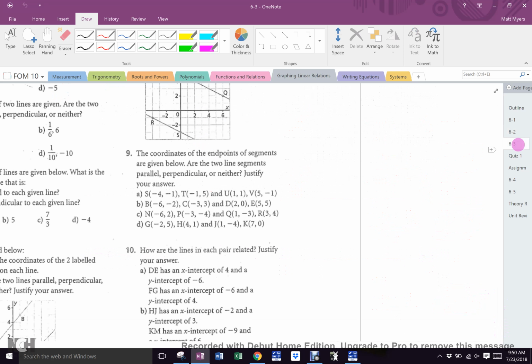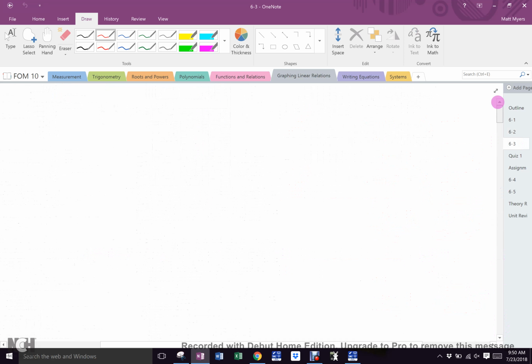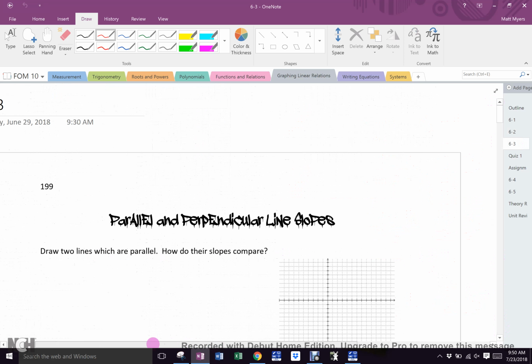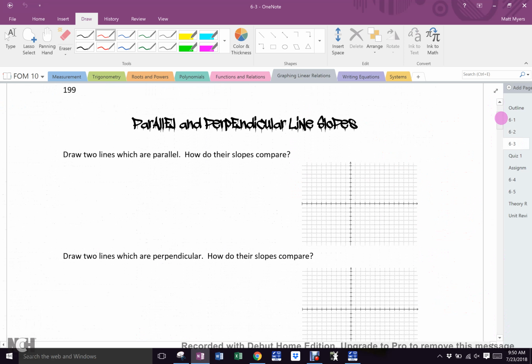Okay. Turn, please, to page 199. Parallel and perpendicular lines. Please put a dot at x equals negative 5 and y equals 3. Where would that be?